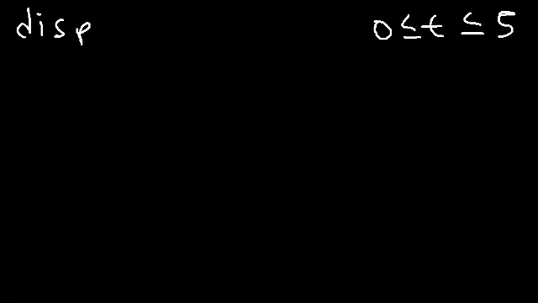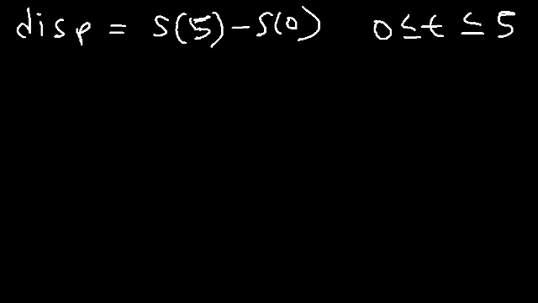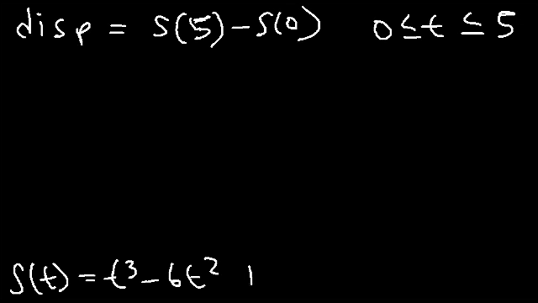Now, how can we find the displacement of the particle during the first 5 seconds? What would you do to find the answer? The displacement is simply the change in position. It's s of b minus s of a, or simply s of 5 minus s of 0. It's the change in position during those 5 seconds. Now remember, the position function is t to the third minus 6t squared plus 9t plus 1.